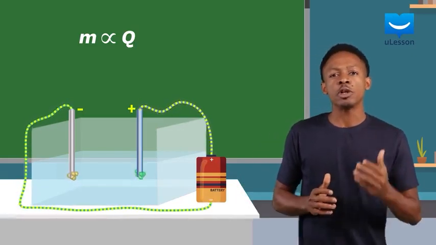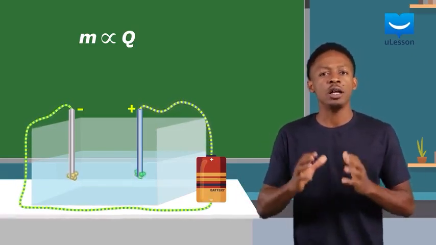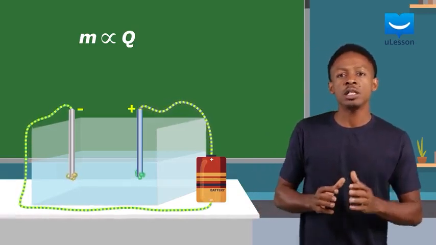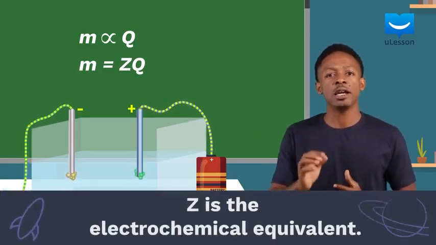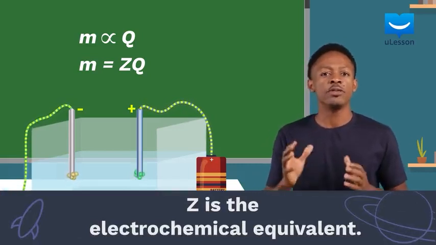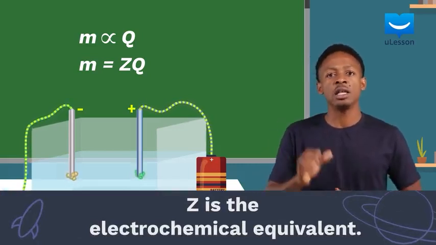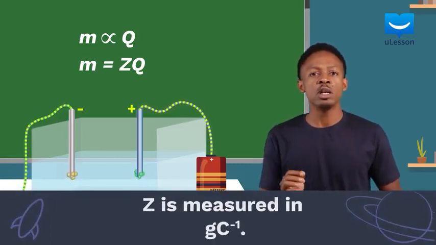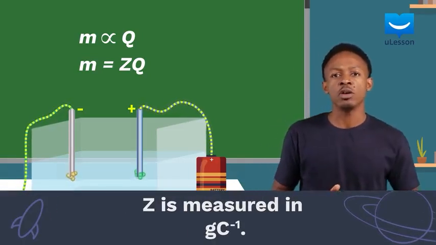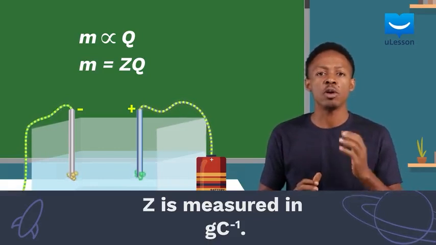To remove the proportionality sign, we must add a constant. This constant is represented by capital letter Z and is known as the electrochemical equivalent. This varies for every element, and it is the mass of an element that is transported to an electrode by 1 coulomb of charge, often measured in grams per coulomb. And there you have Faraday's first law of electrolysis.